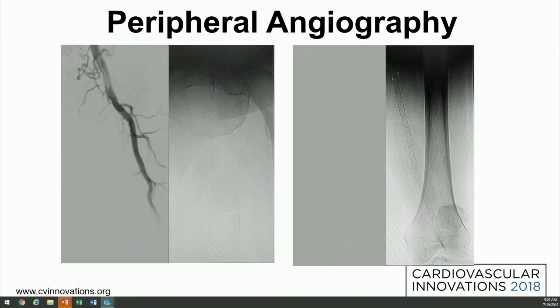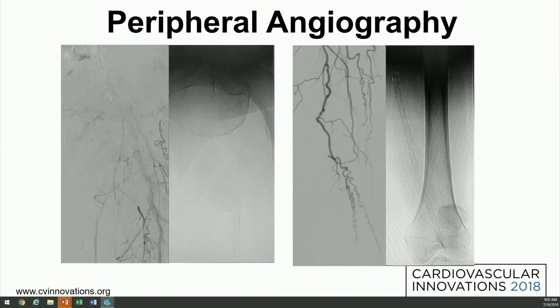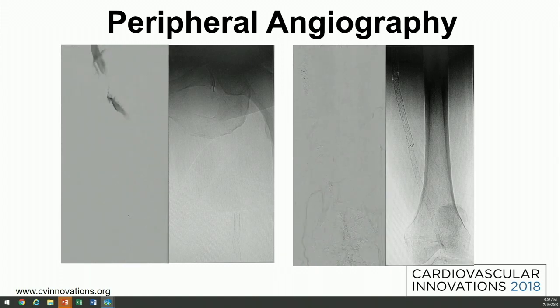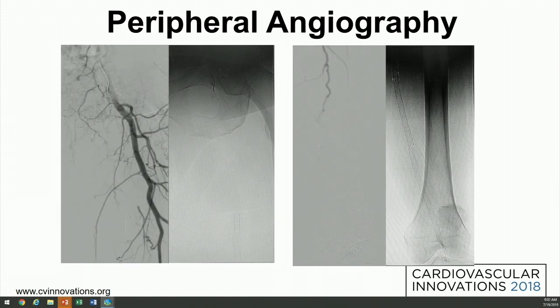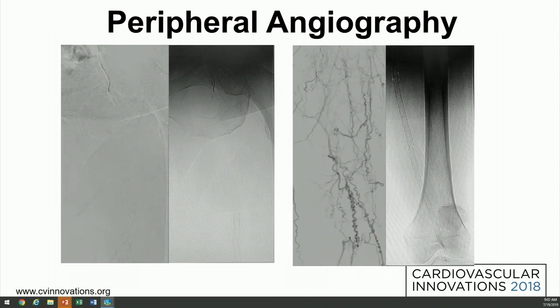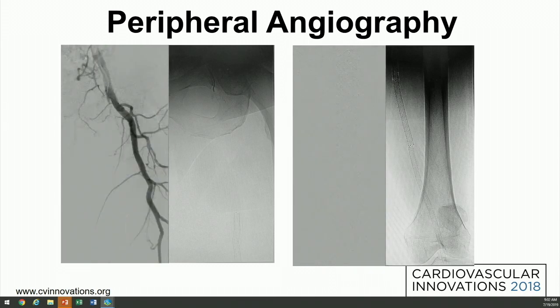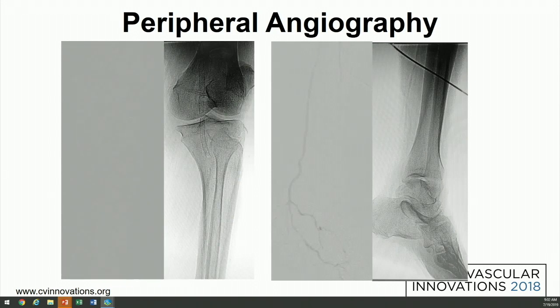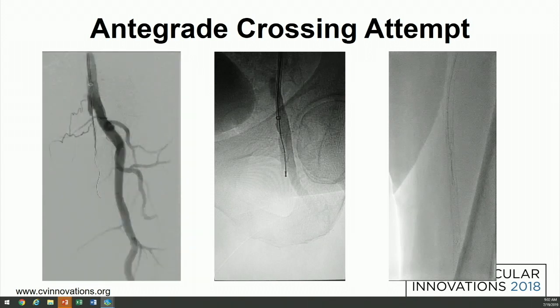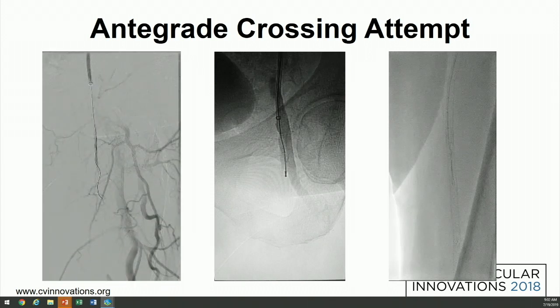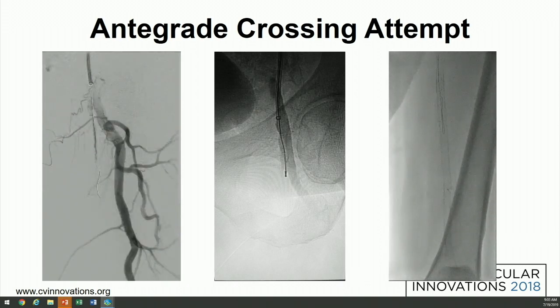As you can appreciate, there's an occlusion in his right SFA, almost at the ostium, and multiple non-overlapping stents in the SFA, as well as in the popliteal artery in the left leg. The popliteal artery was also completely occluded, and he had a single vessel runoff down to his foot on the left. And so we proceeded with an antegrade crossing attempt, starting with wire escalation, trying to wire into the occlusion.